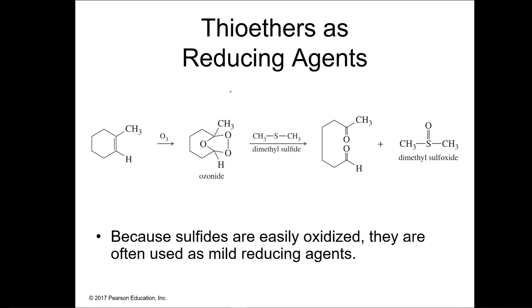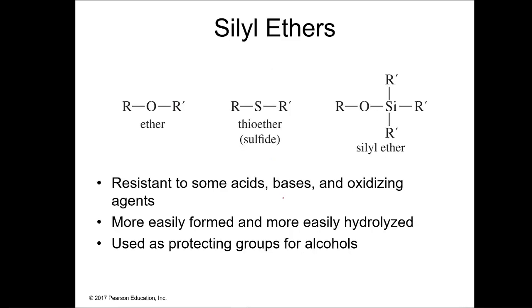Thioethers also are excellent reducing agents. We looked at this when we looked at ozonation, the cleavage of an alkene into ketones and aldehydes, right? You first treat it with ozone to form this crazy ozonide, which we looked at the mechanism for. And then that gets reduced by sulfur. It basically scoops up one of those oxygens and you're left with a ketone on this side, an aldehyde, so two carbonyls, and dimethyl sulfoxide. So this is the primary use in the lab, as reducing agents.